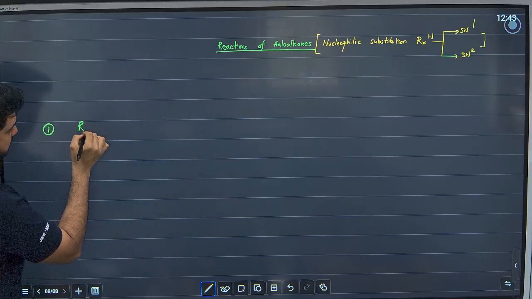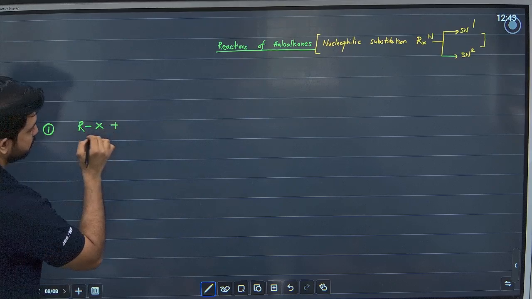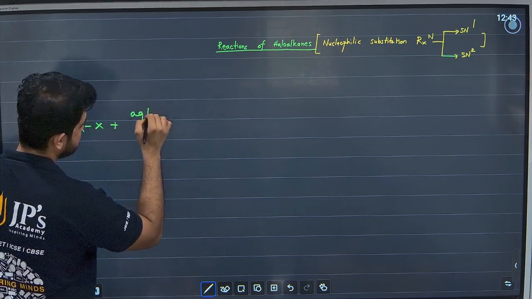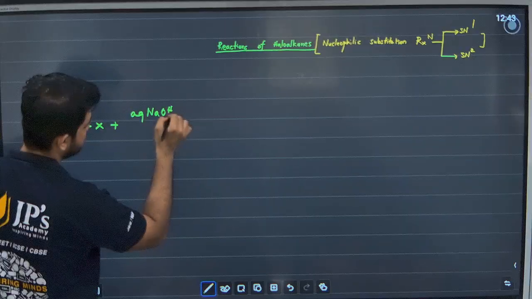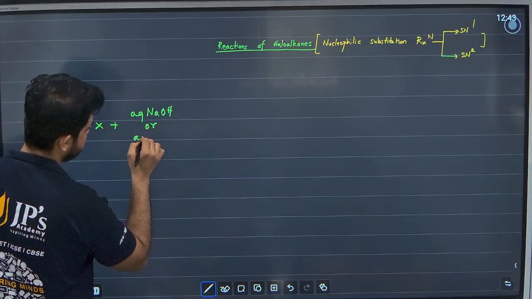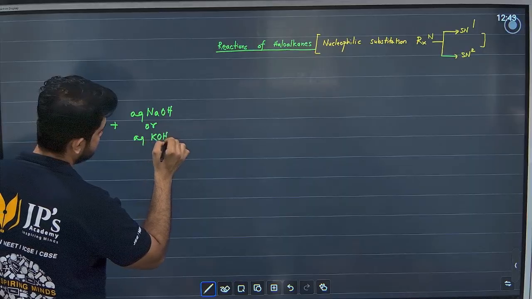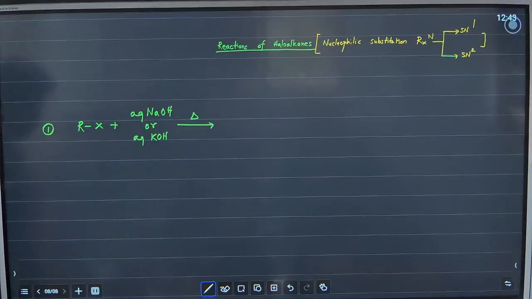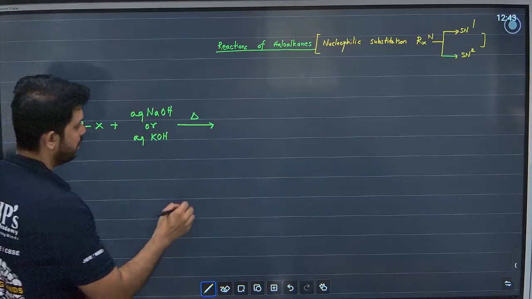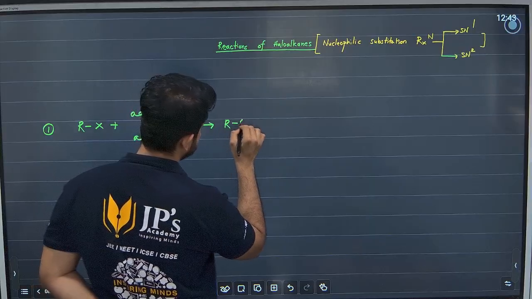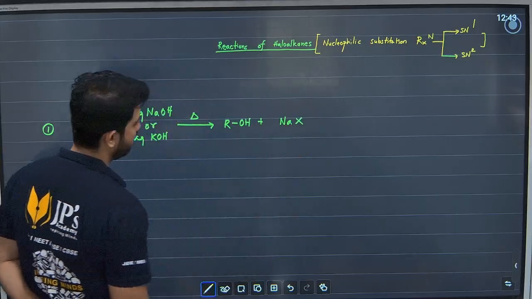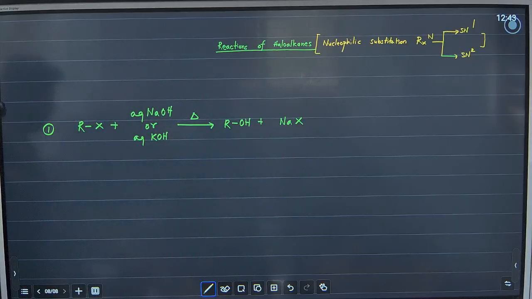RX alkyl halide plus aqueous NaOH or KOH, does it really matter? What will you get? What's the product? ROH plus NaX. How do I know when it will follow SN1? Yeah, and when will it follow SN2?